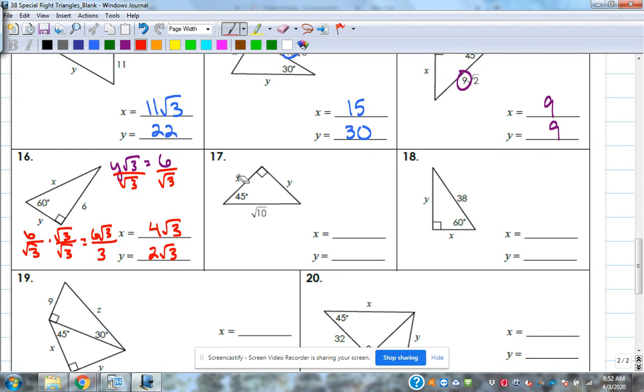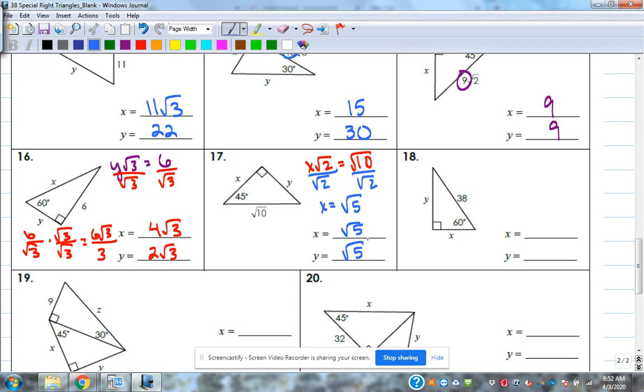And then number 17 here, we got a 45, 45, 90. We know that the legs are the same, so if we solve for x, we get y for free. So we're going to set up x radical 2 is equal to radical 10. And we would divide by radical 2. And it gets us, since they're both in square roots, you can do the division there. 10 divided by 2 is 5. That's radical 5.